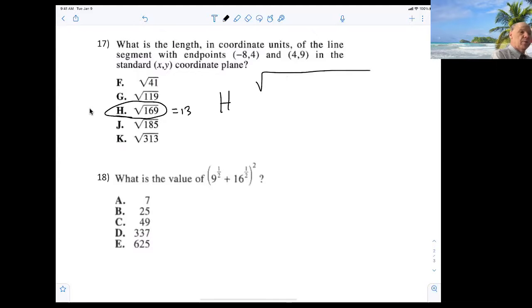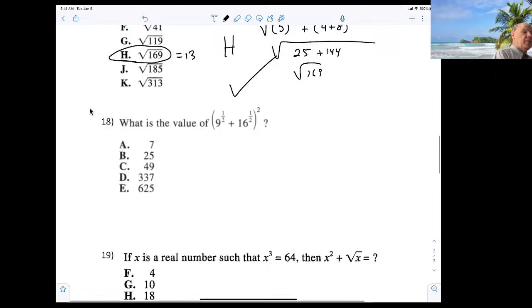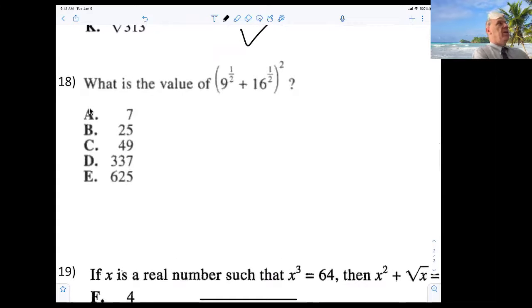So the square root, 9 minus 4 is 5, plus 4. Now remember that's plus 8. So that is correct. 25 plus 144, square root of 169. I agree with you. They should have put 13. All right. So if you're okay with 17, give yourself a check. You've kind of paid attention yesterday. That's good.